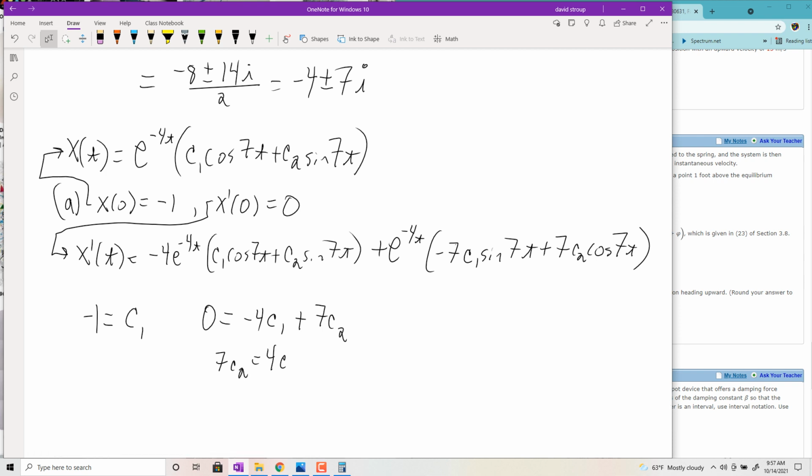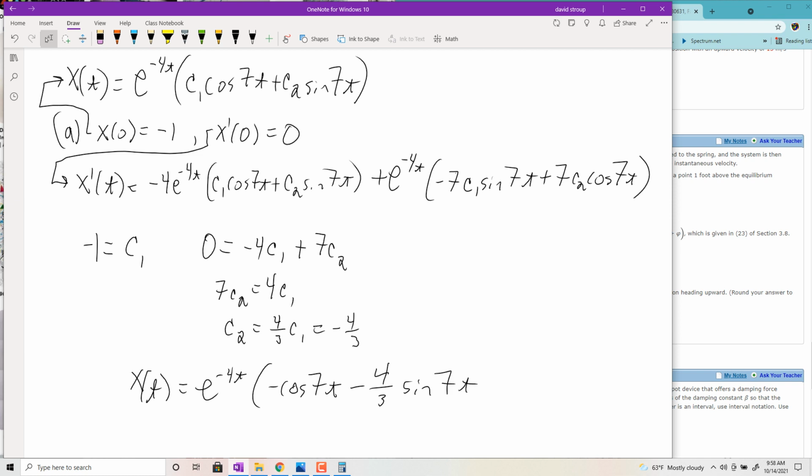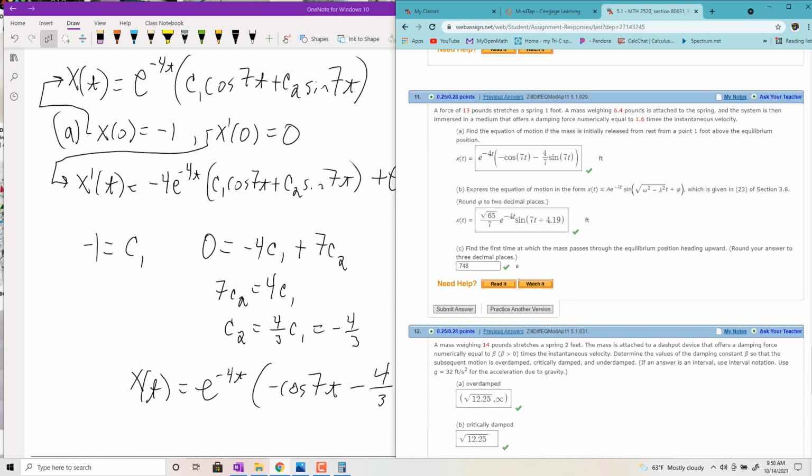7c2 equals 4c1, and so c2 must equal 4/7 c1. C1 is negative 1, so c2 must be negative 4/3. And then I can build my equation of motion for this case. x of t is e to the negative 4t times negative cosine 7t minus 4/3 sine of 7t, which is what you see. I put it in part A.